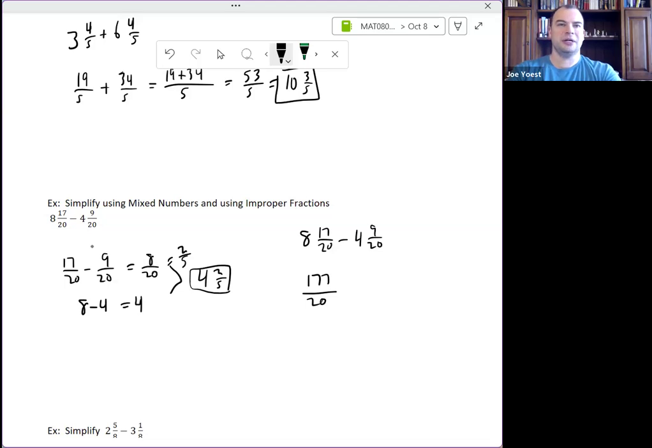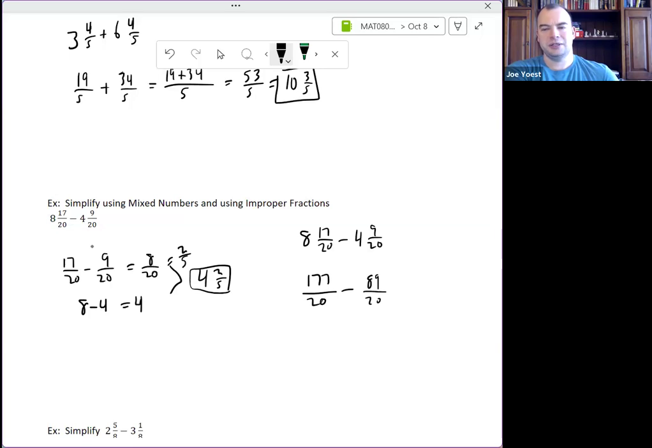But particularly when we're multiplying by things that have factors of 10 in them, things are just a little bit easier. If I recognize that 20 is 2 times 10, so 8 times 20 is 8 times 2 times 10, or that's just 16 times 10. That's where I got the 160 and then add 17 to that. So minus 20 times 4 is 80, plus 9 is 89 over 20.